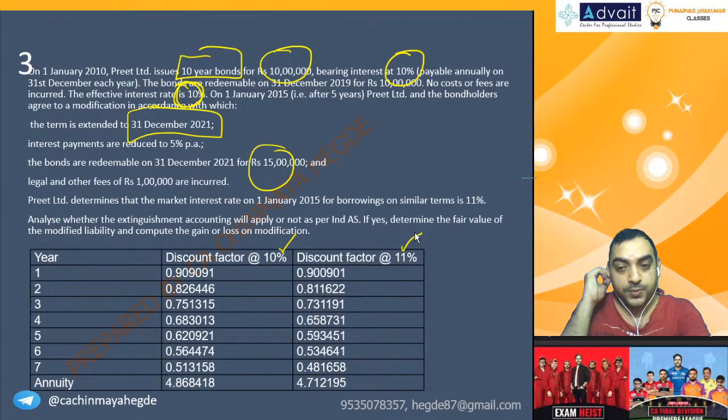Now, the carrying amount, my dear friends. Can you tell me how much is the carrying amount? Have they given the carrying amount in the problem? Or should we compute it?